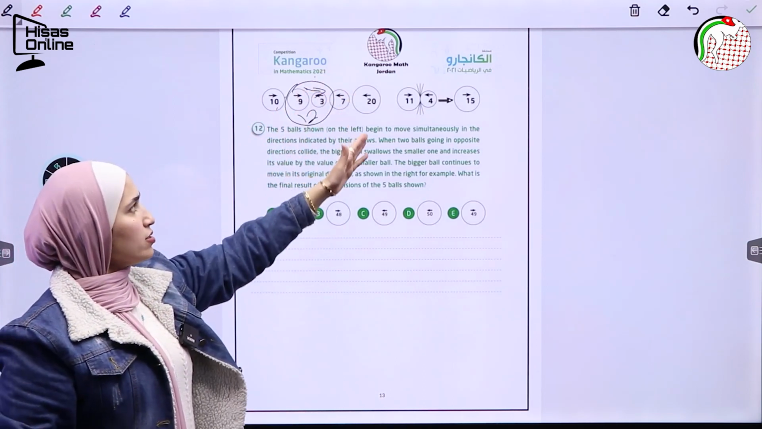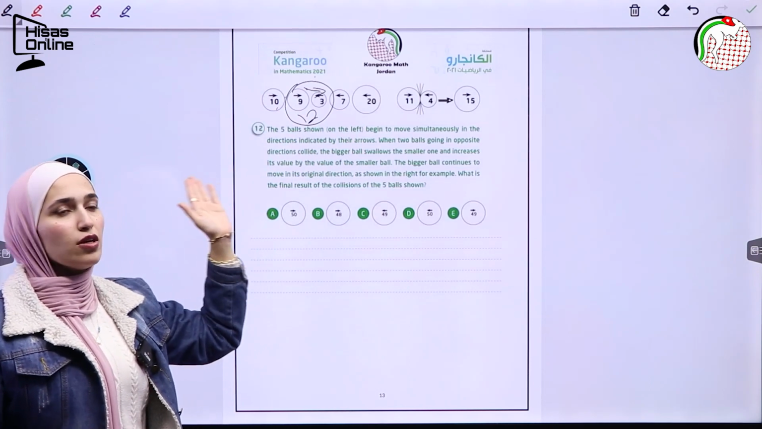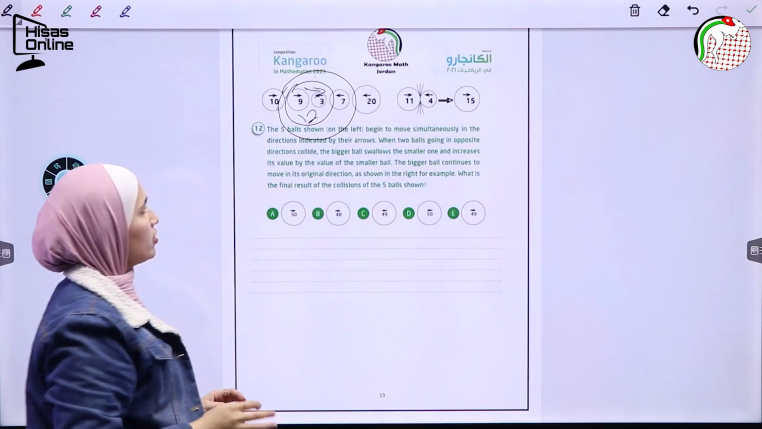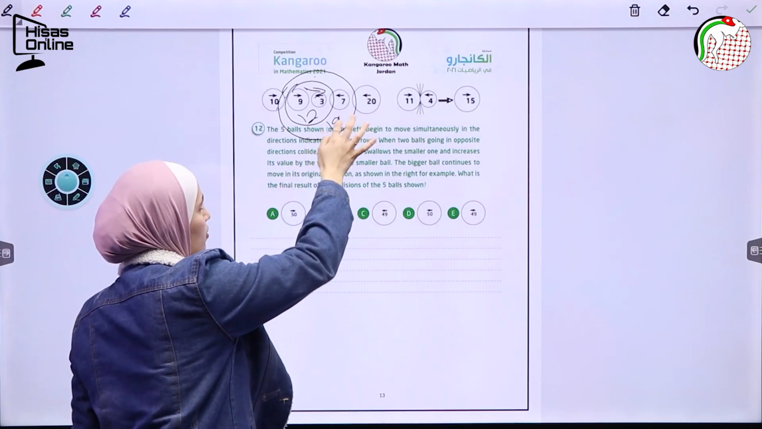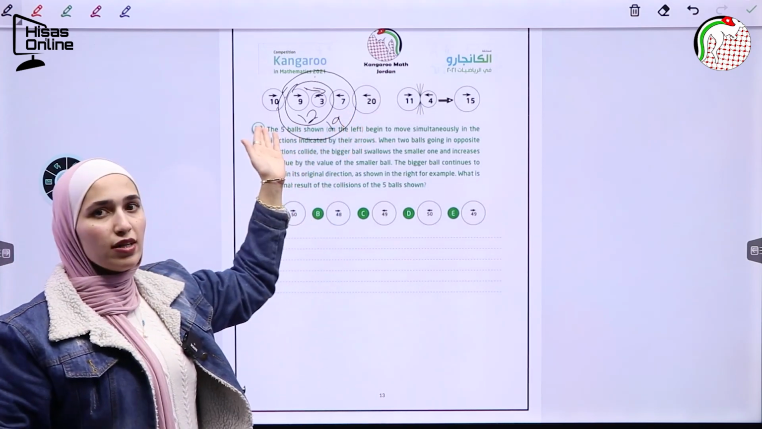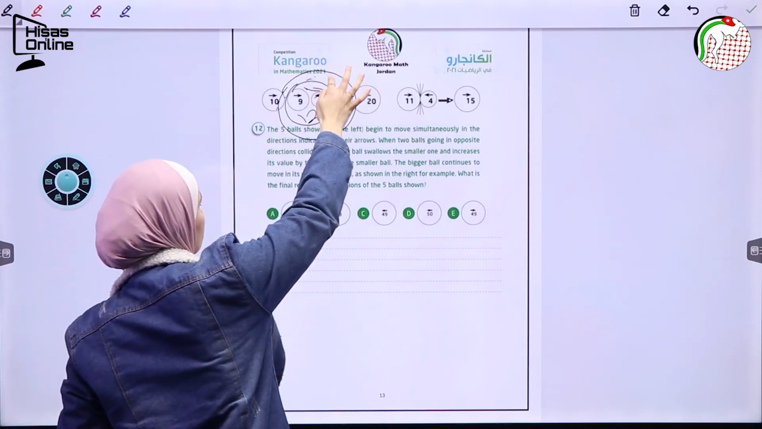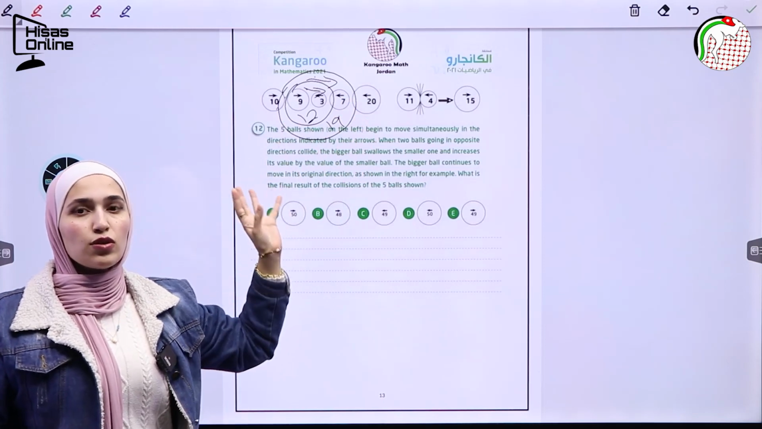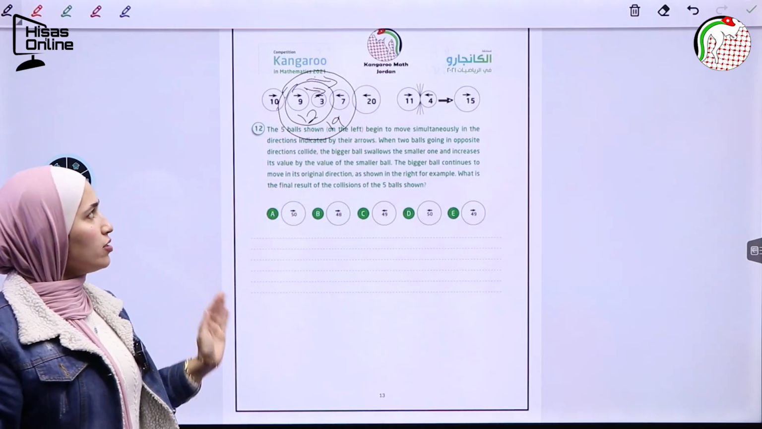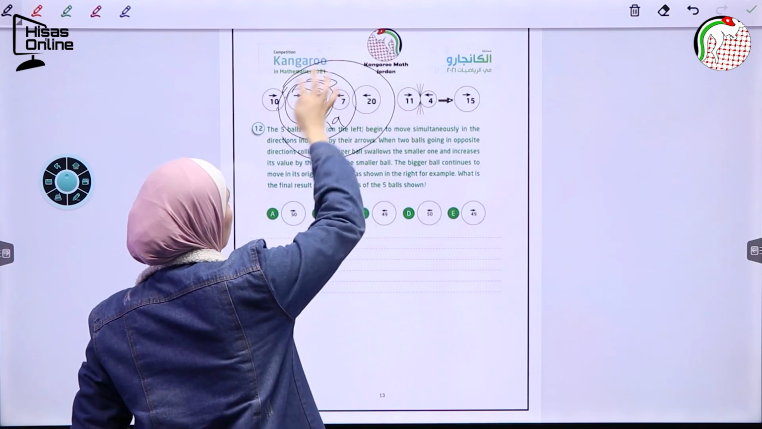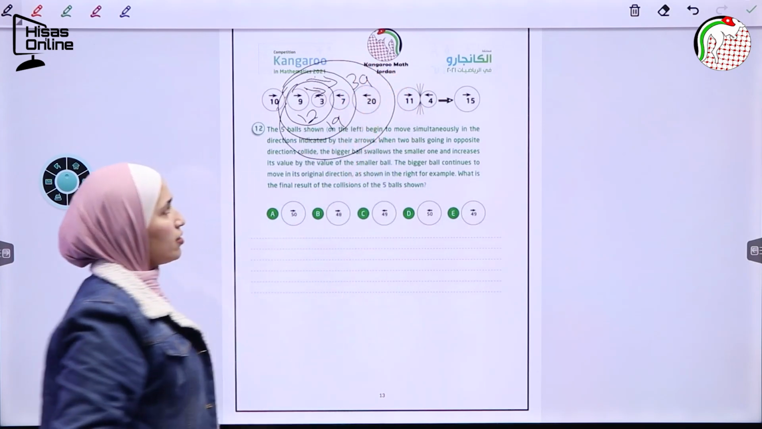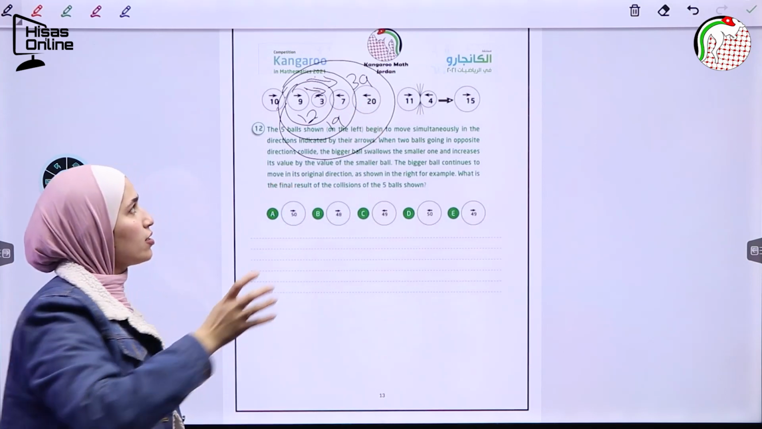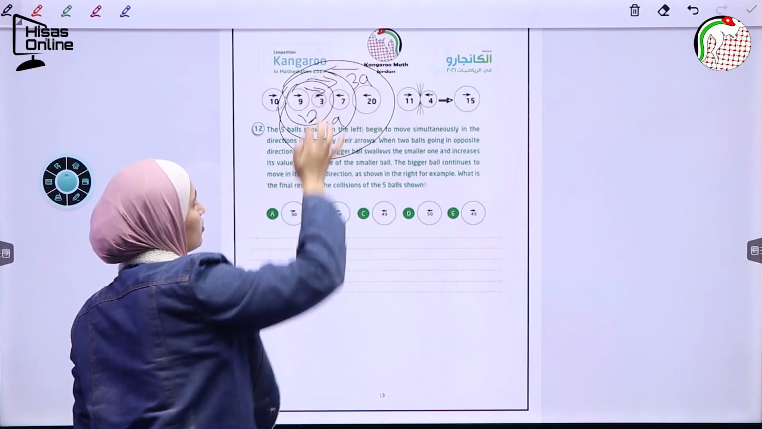Now 12 to the right, 7 to the left, opposite directions. So they will collide. So 12 plus 7 equals 19. And the direction according to the greater one, 12, so to the right. Now 19 to the right, 20 to the left. So 20 will swallow 19, so together they will be 39. And the direction according to the greater value, 20 or 19, 20, so to the left.